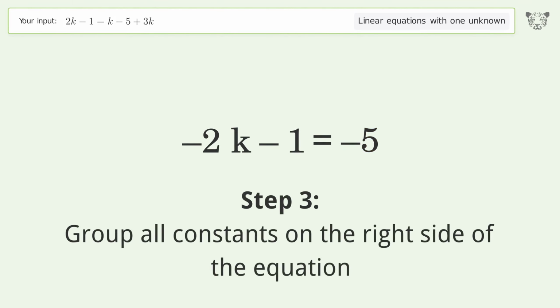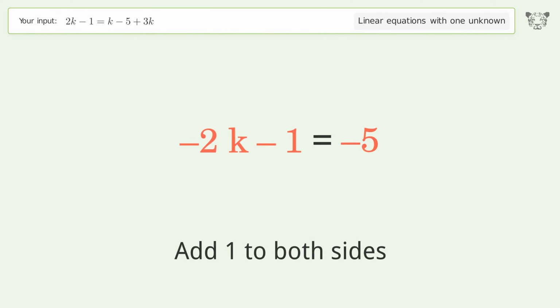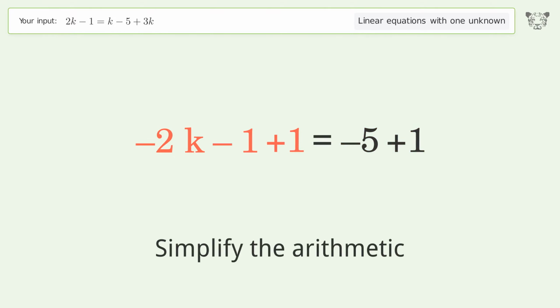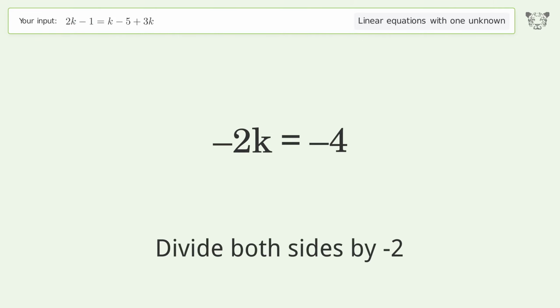Group all constants on the right side of the equation. Add 1 to both sides. Simplify the arithmetic. Isolate the k. Divide both sides by -2.